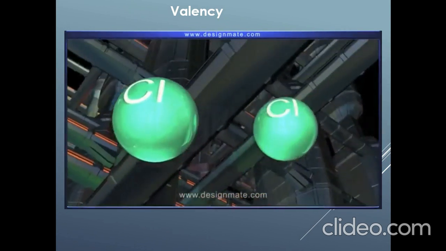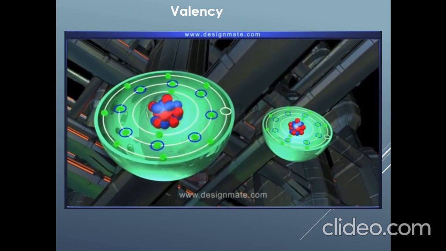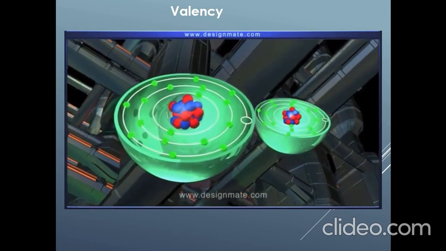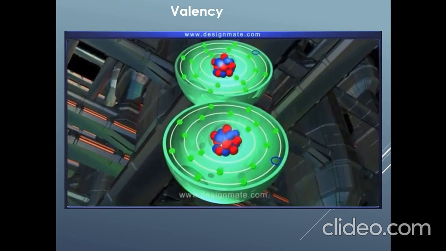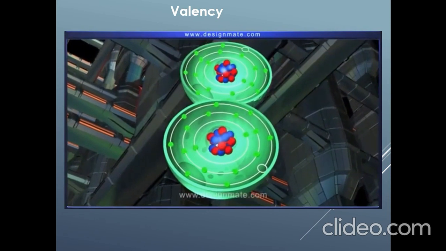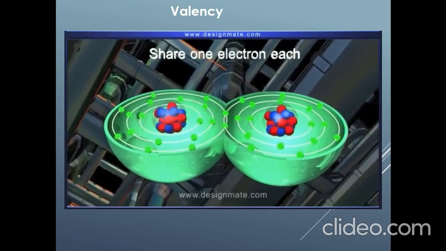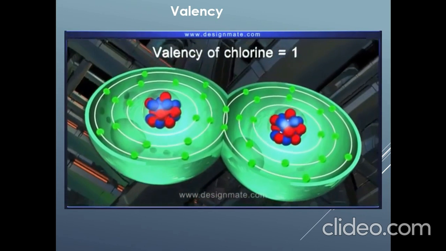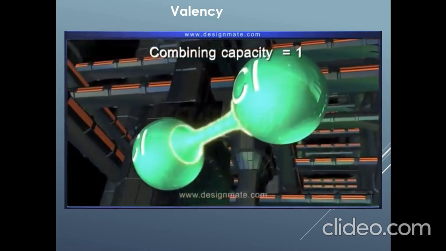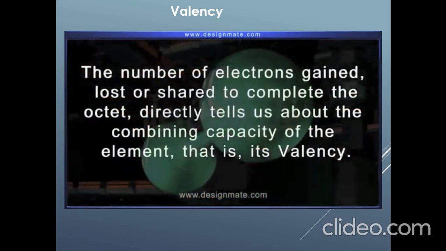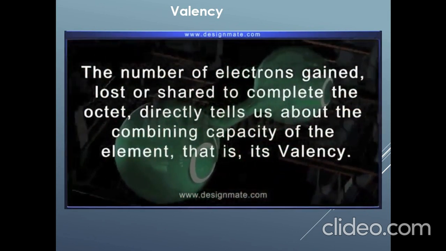On the other hand, consider 2 chlorine atoms having electronic configuration 2, 8, 7, approaching each other. As you can see, each chlorine atom needs 1 electron to complete its octet. In this case, instead of gaining or losing electrons, both the chlorine atoms share 1 electron each. Hence, the valency of both the chlorine atoms in the chlorine molecule is 1, as their combining capacity is 1. Thus, the number of electrons gained, lost, or shared to complete the octet directly tells us about the combining capacity of the element, that is, its valency.